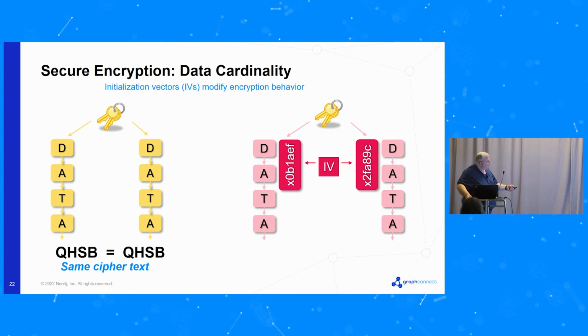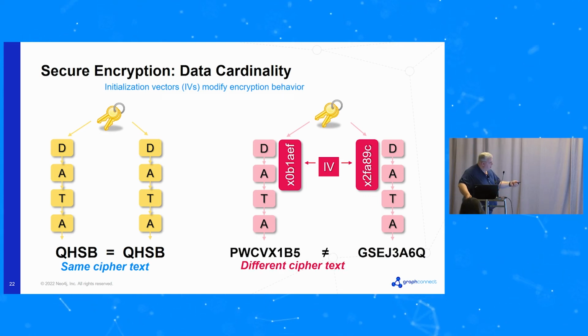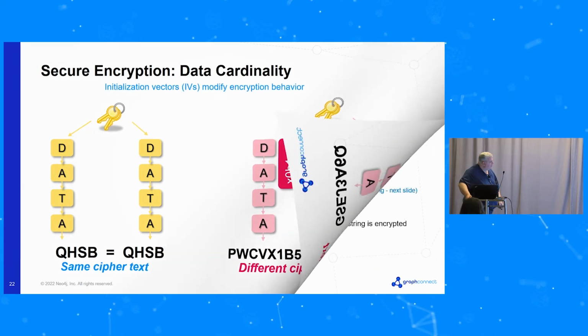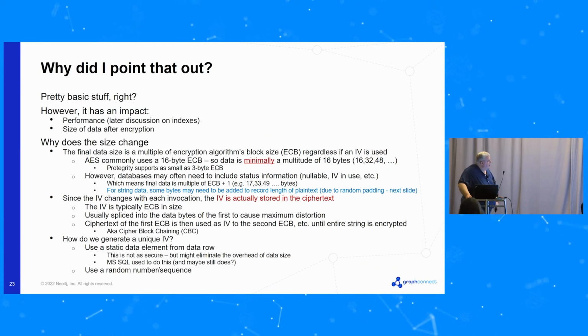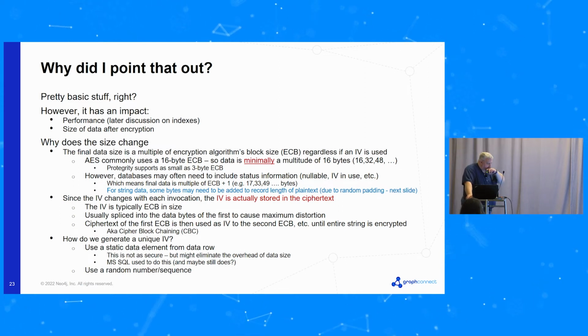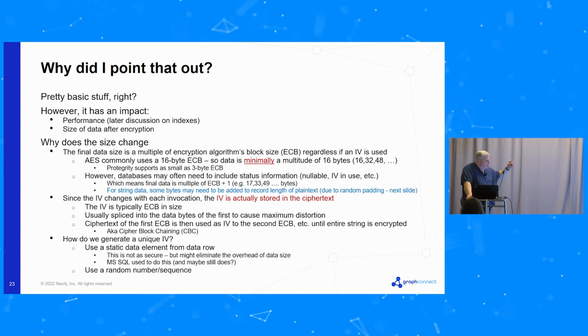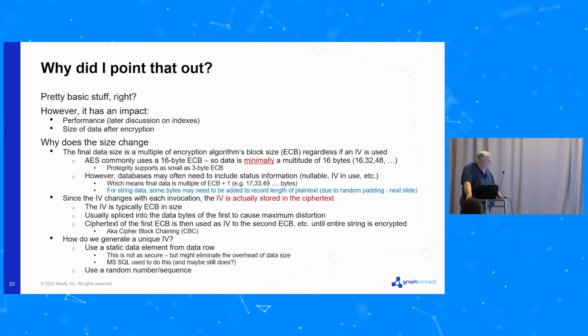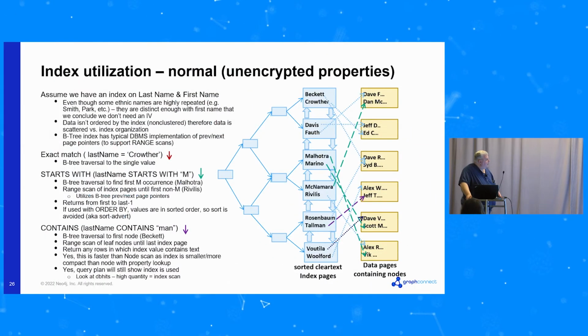So here's how initialization vector works. You take the same data, plug it in, and you get different ciphertext out. Why did I point that out? Because if you're really down in the weeds talking to your DBAs, they're all worried about storage size. It does increase the storage. These days disks are cheap, right? So we don't care anymore. They might.